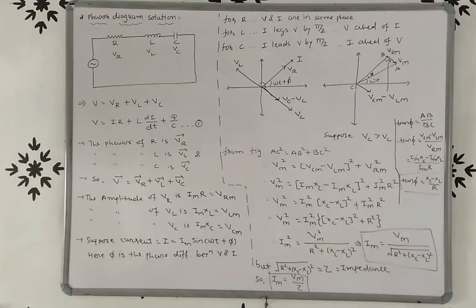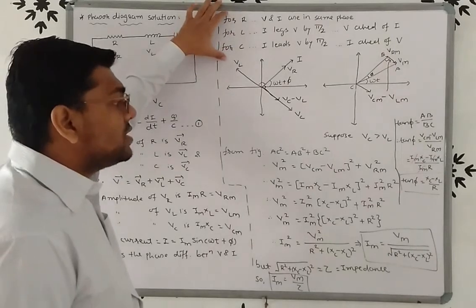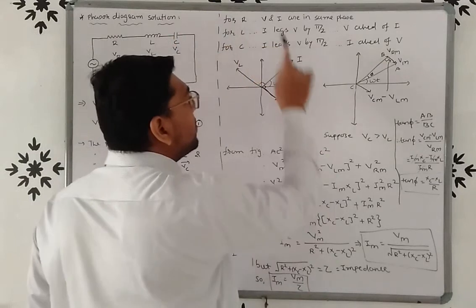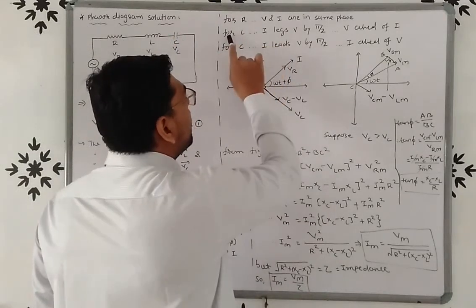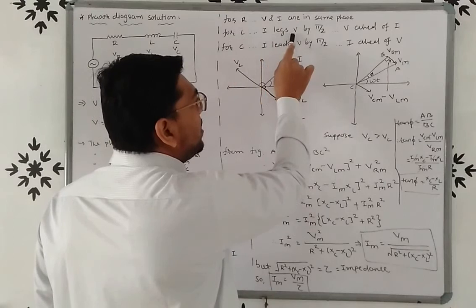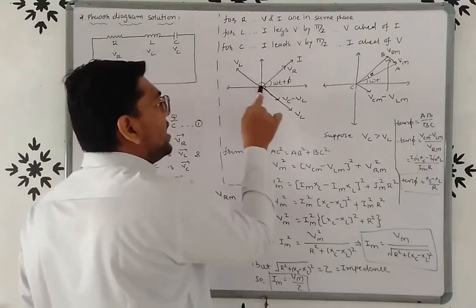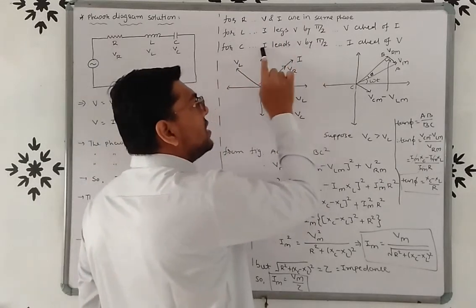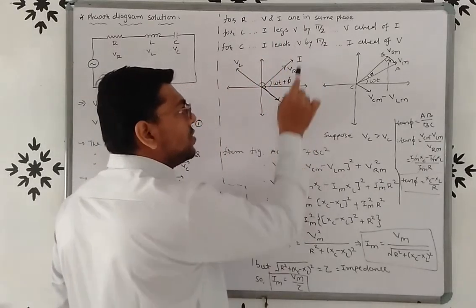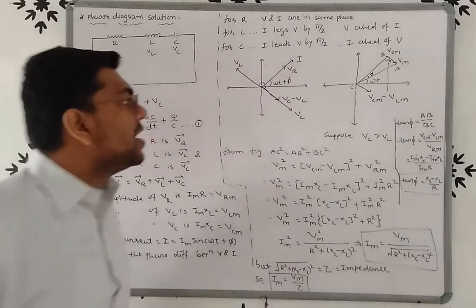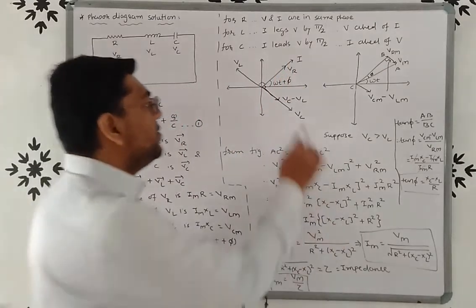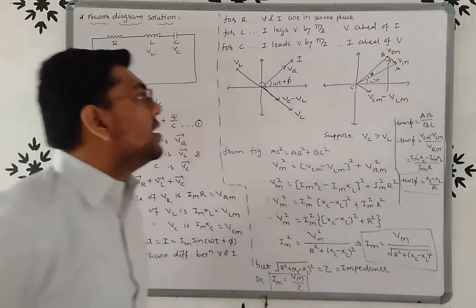Once again friends, we already know this concept. With this concept here we draw a phasor. For a resistor, V and I are in the same phase. For an inductor, current lags voltage, so voltage is ahead of current; VL is ahead of current I. For a capacitor, current leads voltage, so current is ahead of voltage VC. But here we consider VC greater than VL, so we take VC minus VL like this.